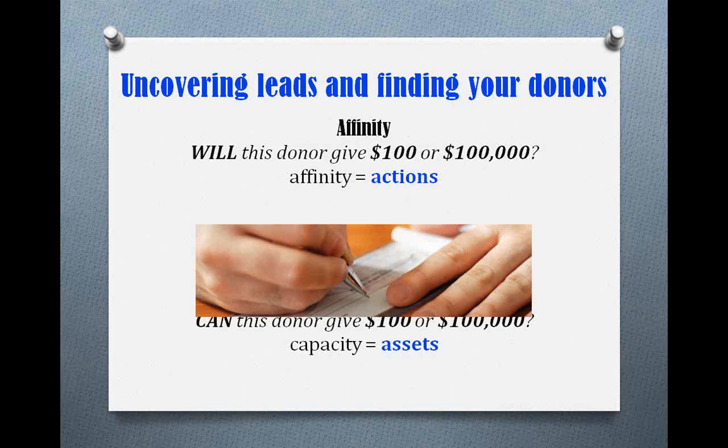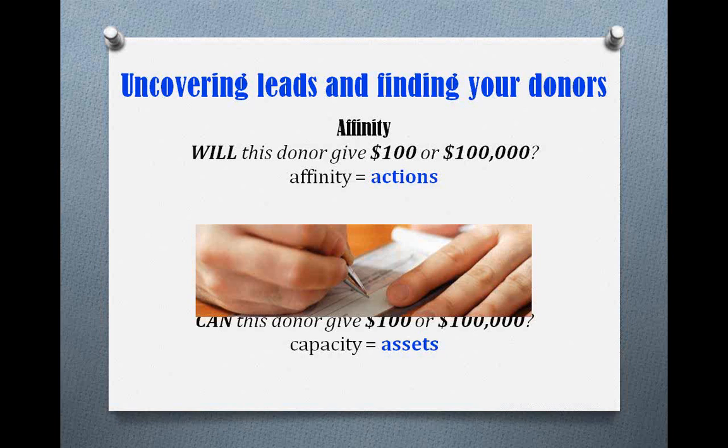So for me, prospect research is essentially about uncovering leads and finding the people that are going to be your donors. My handy-dandy visual looks like it's kind of bleeding over on the slide. So what you should see underneath Affinity is the word capacity. Affinity and capacity are going to be the X and Y matrices by which we define whether or not somebody is a top prospect, somebody who has the affinity but maybe not the capacity, vice versa, or somebody who's not a prospect at all. So affinity, I think about this as, will a donor give $100 or $100,000?